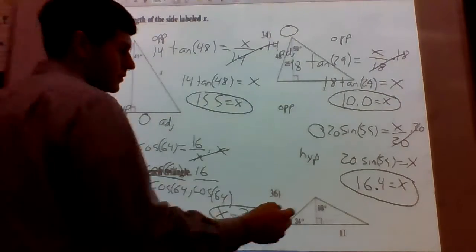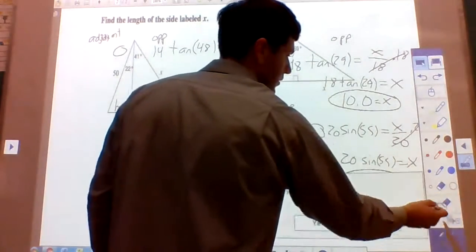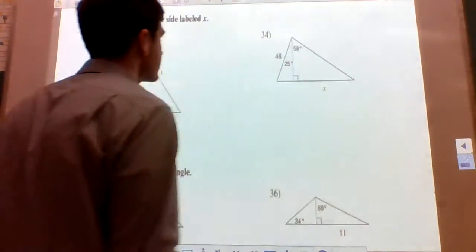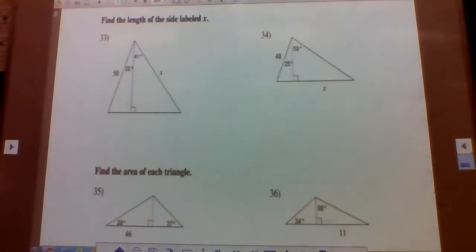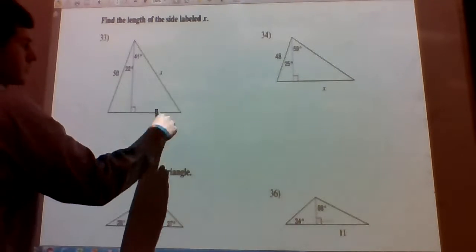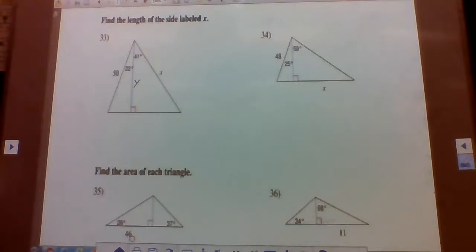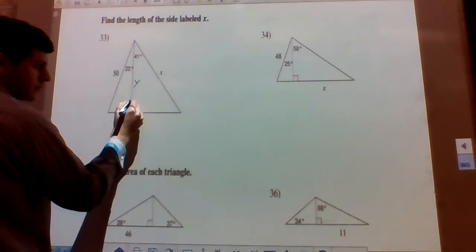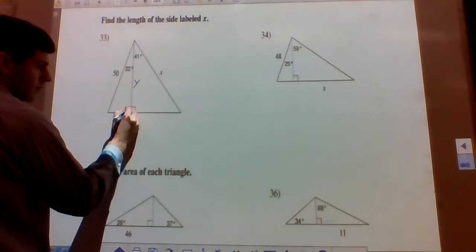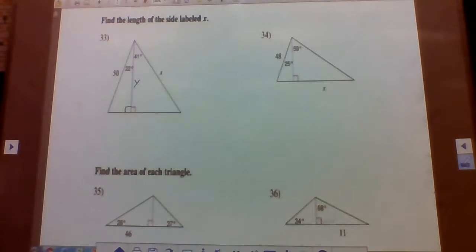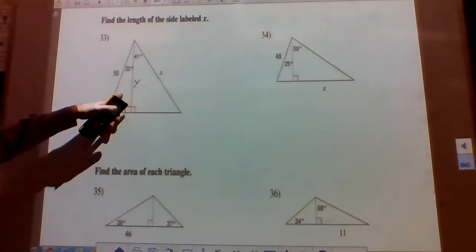33 and 34 are asking for the length of x. So there's x. I'm going to call the altitude here y. And I'm going to deal with this. That's a right angle. This is also a right angle. Okay, so I'm going to deal with this first triangle first.